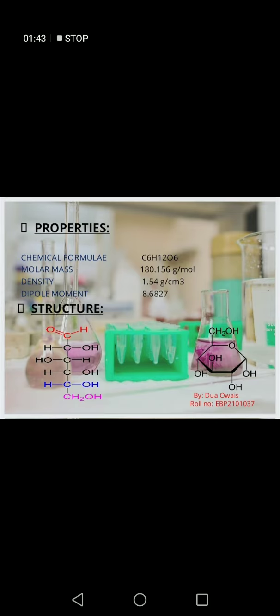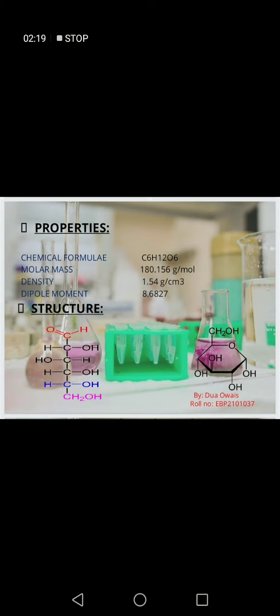The next thing we have to discuss is the properties of glucose. Some of them are listed below. The chemical formula of glucose is C6H12O6. It means it contains 6 carbon atoms, 12 hydrogen atoms and 6 oxygen atoms. The molar mass of glucose is 180.156 gram per mole. The density of glucose is 1.54 gram per centimeter cube. Dipole moment is 8.6827.